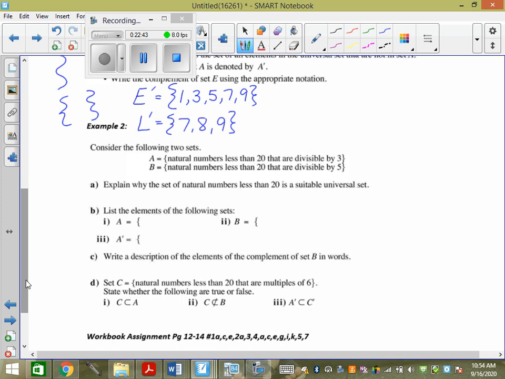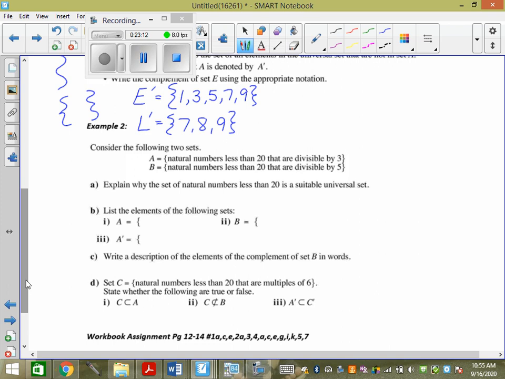Because the universal set only goes 0 to 9, right? That was the previous one. The universal set can change. It'll change for each question, okay? Let me write that down. And so this one says the natural numbers less than 20 divisible by 3, natural numbers less than 20 divisible by 5. Both of them have the natural numbers less than 20, correct? That is our big encompassing universal set.